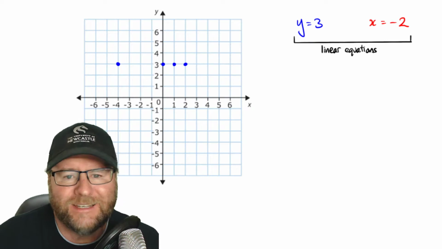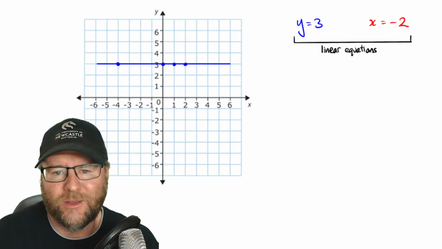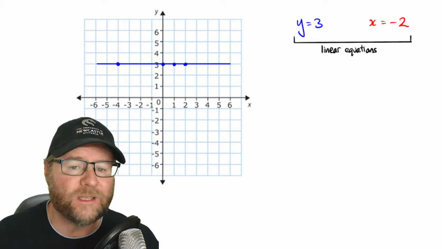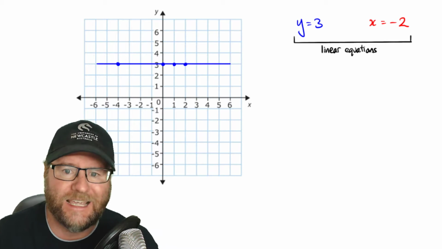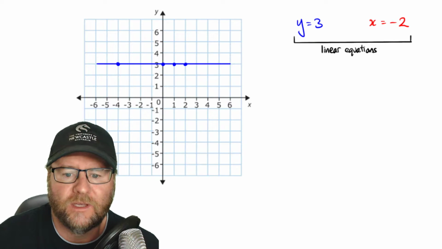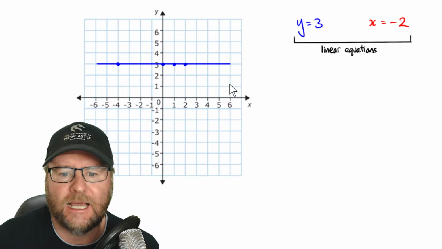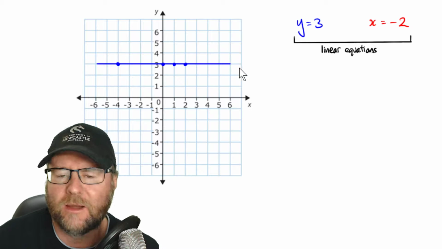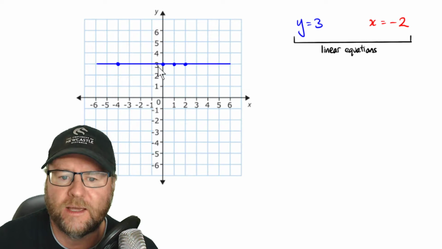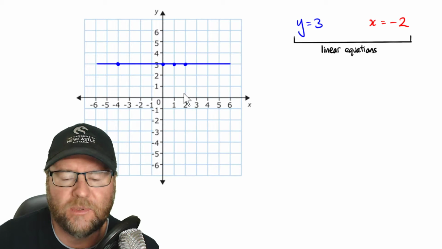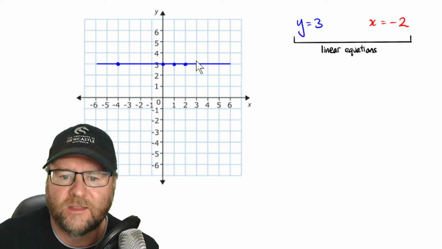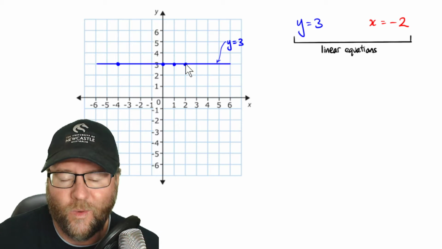So what that means is it doesn't matter what x value we're given. y is always going to equal 3. The equation just says y equals 3. And you can see along this line here, anywhere along here, the y value is always 3. It doesn't go up, it doesn't go down, it's just always 3. So that is the line y equals 3.